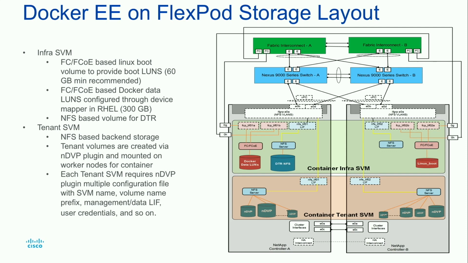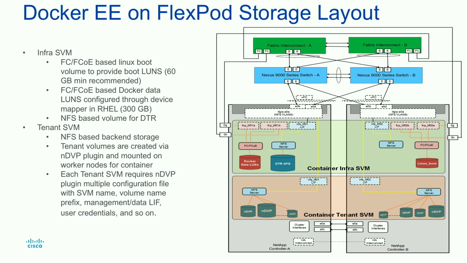For the backend FlexPod storage, the configuration I'm showing here is an AFF 8040. Here, the boot disk is also provided by the filer. It's FC, FCoE based Linux boot. So for the LUNs you can give 60 gig, which is recommended. Up to you, you can give more. And we also created another volume, 300 gig, for configuring it as a device mapper for the Docker volume.